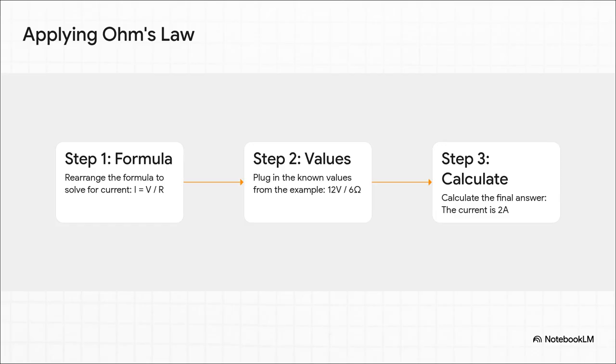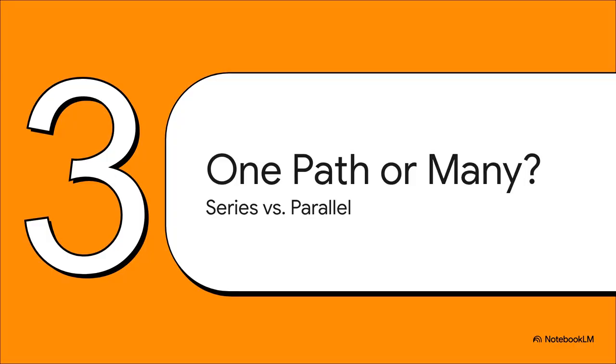Say a question asks you to find the current. Step 1, you might need to rearrange the formula. So I equals V divided by R. Step 2, you just plug in the numbers you're given. Let's say a voltage of 12 volts and a resistance of 6 ohms. Step 3, do the math. 12 divided by 6 is 2. The current is 2 amps. See? Simple as that. Okay, so we've got the core concepts, and we've got the main formula.